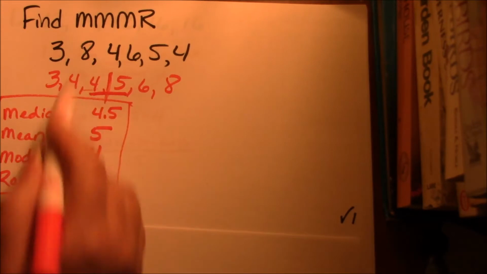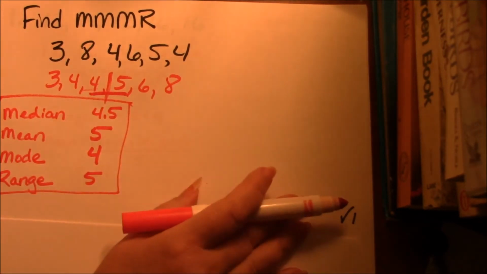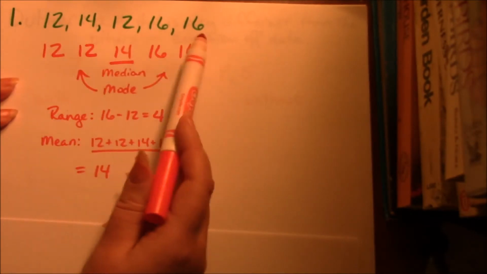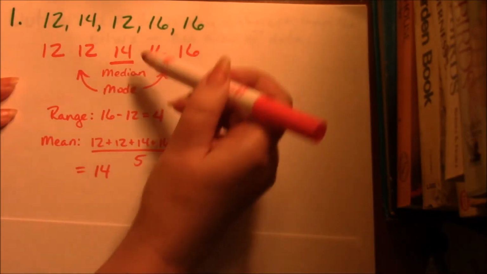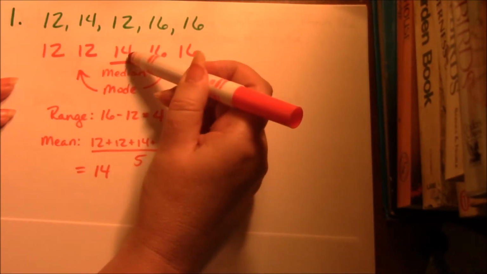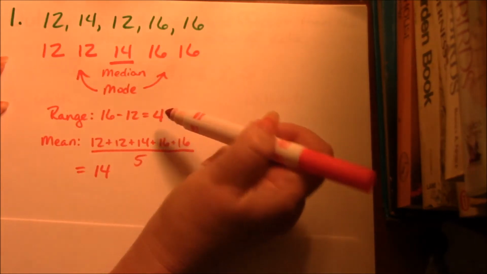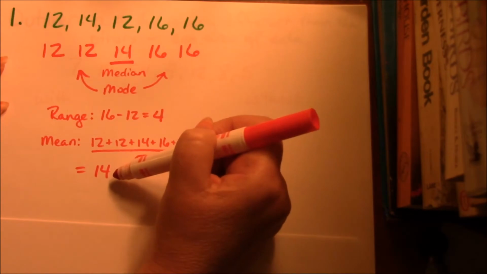For a quick review of this, could you please pause here, do checkpoint number 1, and come back when you're done. For number 1, we have these 5 numbers. The middle number, median number is 14. The mode is both 12 and 16. The range is 4, and the mean is 14.